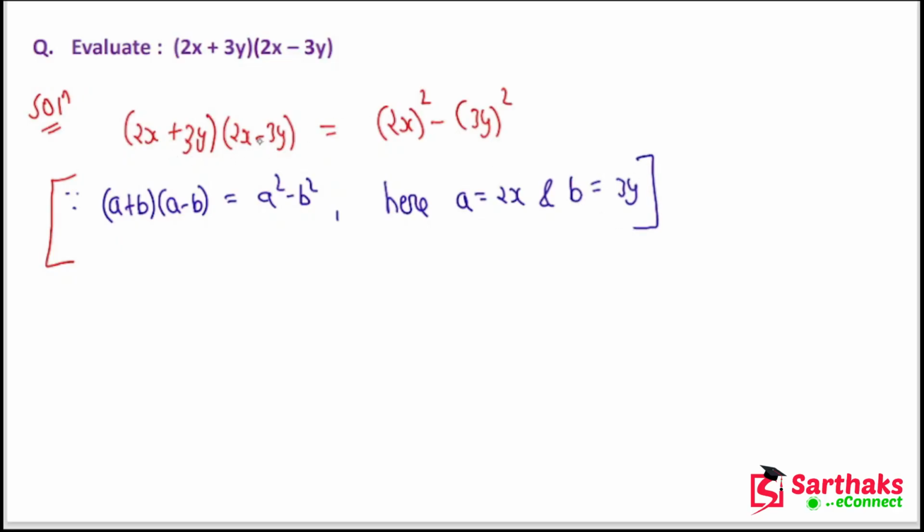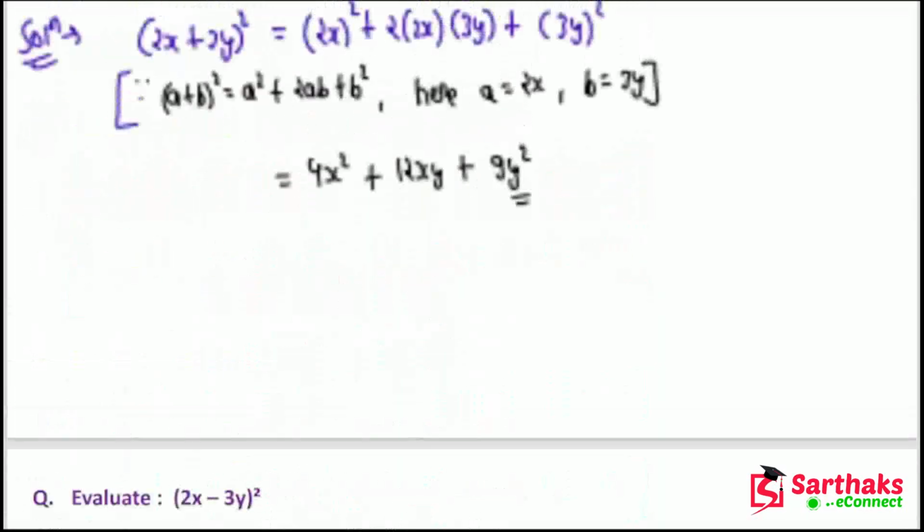So it will be (a plus b) into (a minus b), a² minus b², which is 4x² minus 9y². (3y)² will be 3² into y². So you can clearly check the answer. It would be 4x² minus 9y².